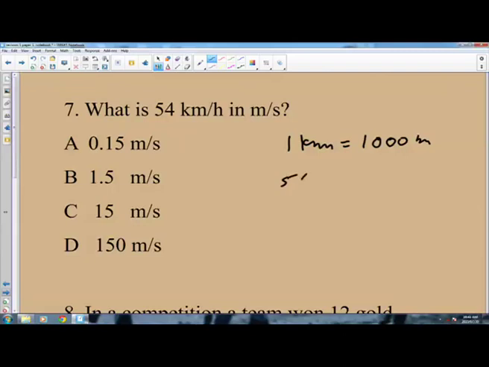This will be 54,000 meters. And then we are to divide by the hours, so we have to convert the hours to seconds as well. 1 hour equals 60 minutes times 60 seconds. So 54,000 meters will be divided by 60 times 60 seconds. And then the 0 here cancels this 0, and the 0 here cancels this.